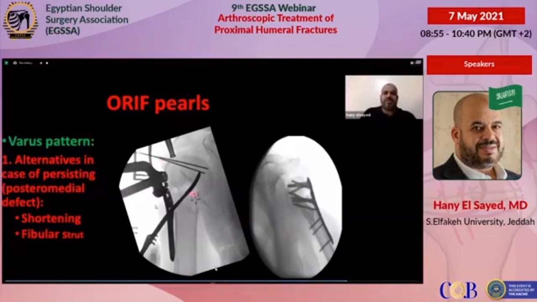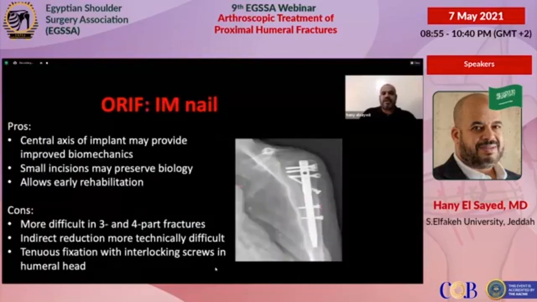Alternatively, as we mentioned, if you have a big posteromedial defect and you cannot restore this fragment or the posteromedial calcar, you may put a medial plate or use a fibular strut graft, use calcar screws and fill the screws. It's important in varus. Using an IM nail, the central axis of the implant improves the biomechanics of the fracture.